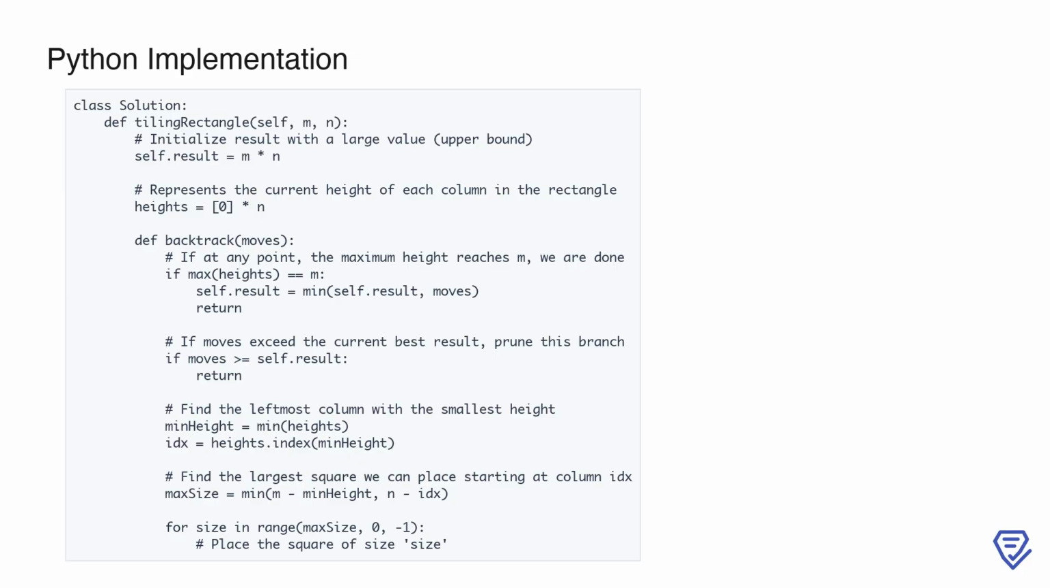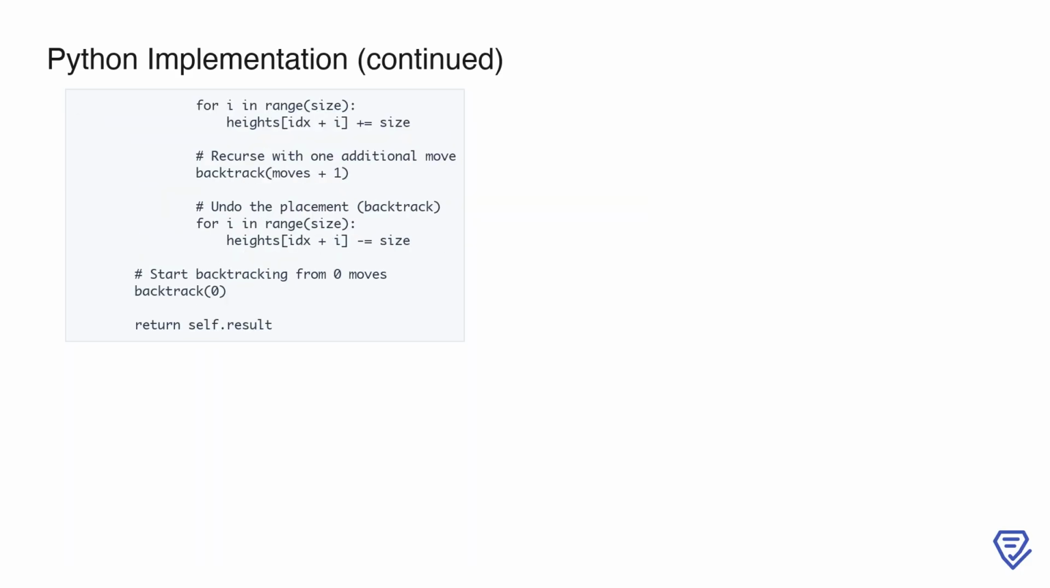Moving forward, we locate the leftmost column with the smallest height, storing its value in min_height and its index in idx. This is where we attempt to place the next square. The size of the largest square we can place is determined by the smaller value between the space left vertically in the rectangle and the space left horizontally from the current index. For each possible square size, starting from the largest and decreasing to the smallest, we simulate placing the square. This involves adding the square's size to the heights of the consecutive columns starting at the current index. By updating the heights array, we reflect the new state of the rectangle with this square placed.